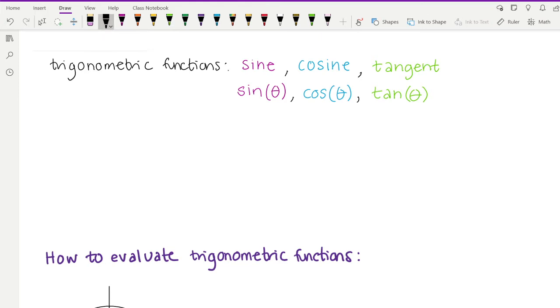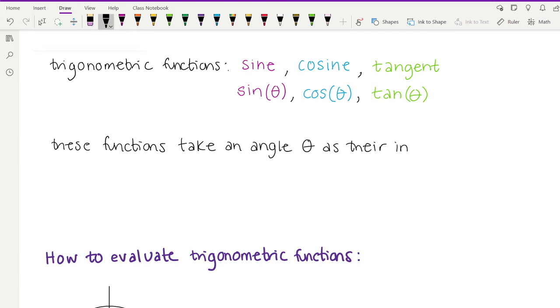So how do these functions work? These functions take an angle, theta, as their input, and they give you a number, and we'll see a little bit more details about what that number is in a little bit, but they give you a number as their output.